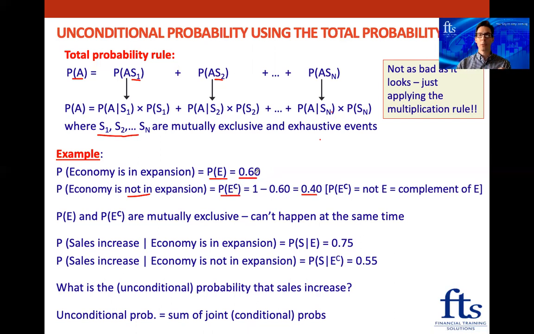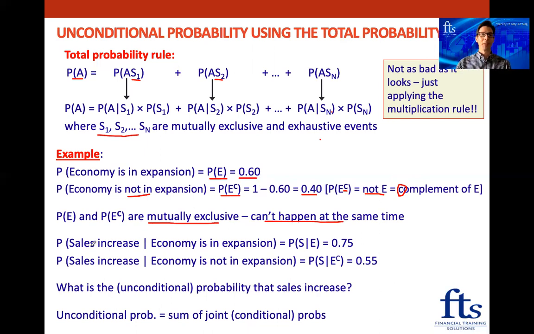So all we're going to do is take 1 minus that, that's 40%. So this P(E^c) means it's not E, it's not that one. The C is because it's also called the complement. That's why they've got the C over there, because it can mean that it is the complement of E. Now these two are of course mutually exclusive because they can't happen at the same time. So we can only get one or the other. Either we're in expansion or we're not in expansion.